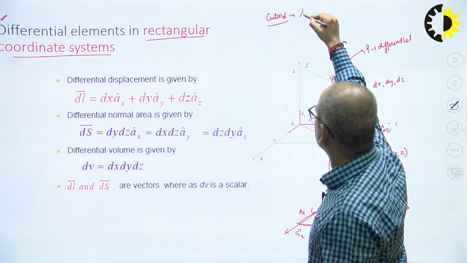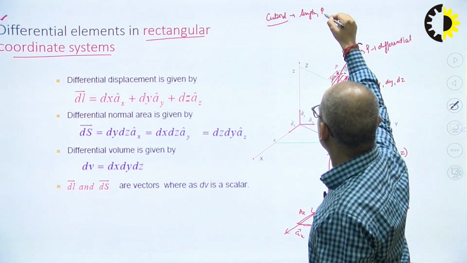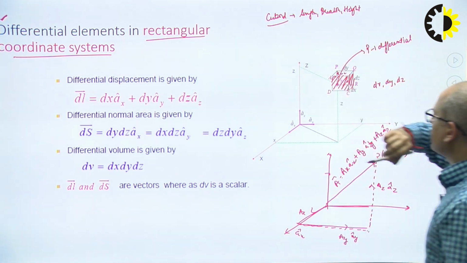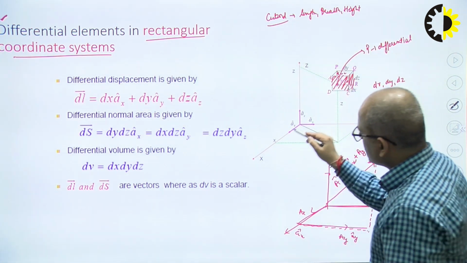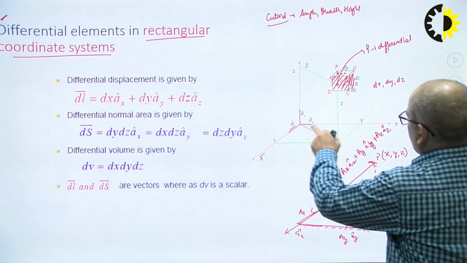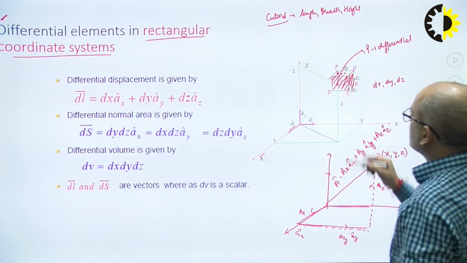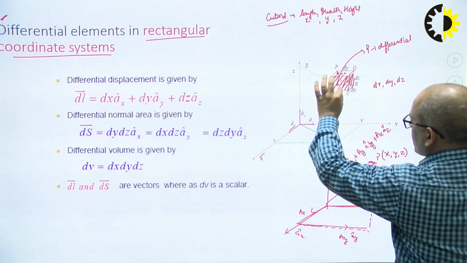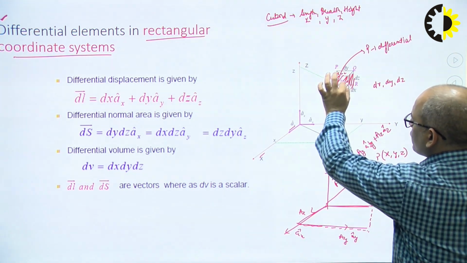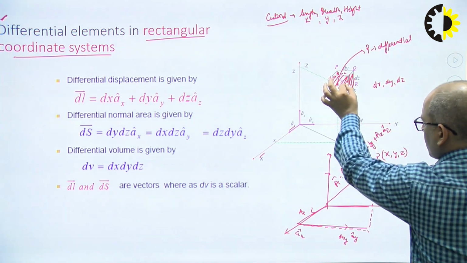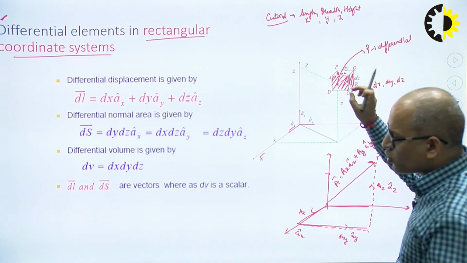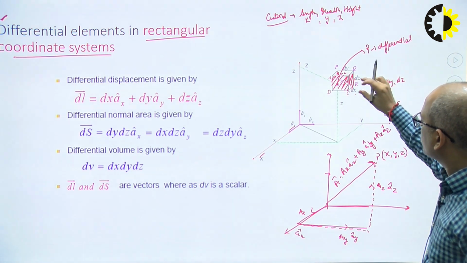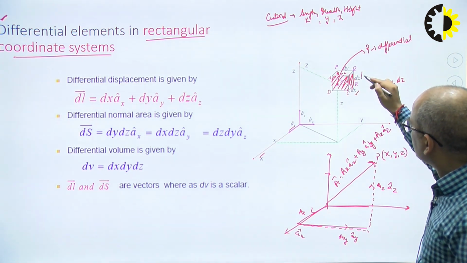As we know, the cuboid is a 3D figure which has three parameters: length, breadth, and height. Length is in this direction, the x, y is the breadth, and height is the z. So if I consider this point P as a differential volume, a small cuboid will be formed when all these are variables, meaning there will be three dimensions dx, dy, and dz.